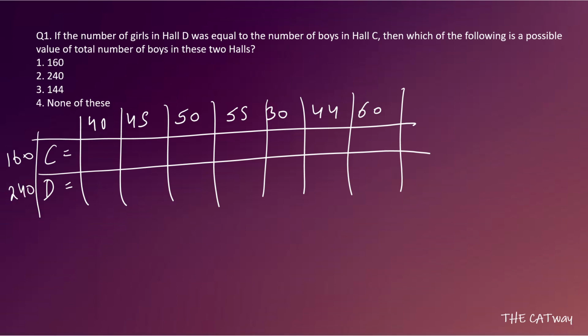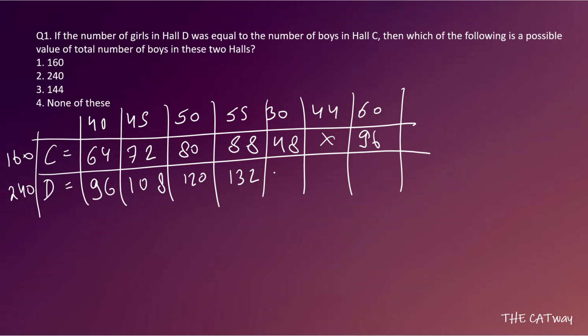So number of girls here would be 40%, that is 64. Here it will be 72. Here it would be 80. Here it would be 88. Here it would be 48. Here it would not be possible. Here it would be 96. Number of girls in D would be 96. For 45 it would be 108, 50 would be 120, 132. We have 30 it may be 42, 44 is not possible, 60 it would be 144.